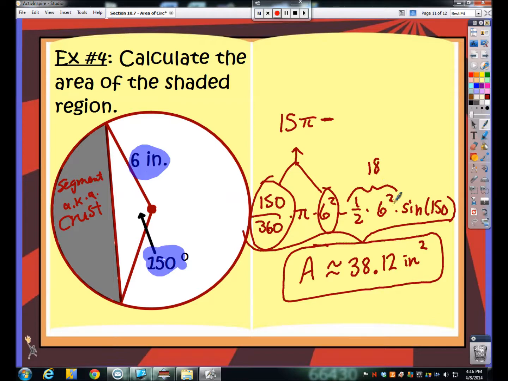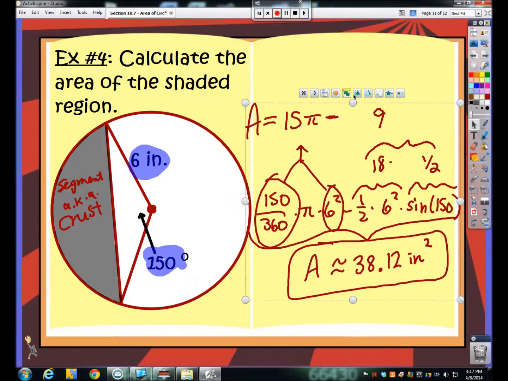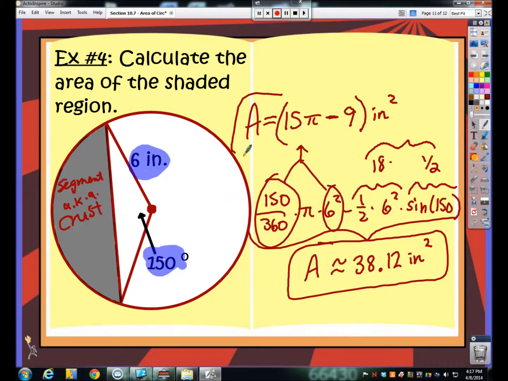Well, that's 18. Now, if you were to type in sine of 150 in your calculator, it's equal to 1/2, 0.5. So half of 18 is 9. So the area, exact area, no approximating, it's all hooked together. It's 15 pi minus 9, all of that, inches squared. And if you were to type in 15 pi minus 9, guess what you get? 38.12, which is our approximate decimal answer down here.